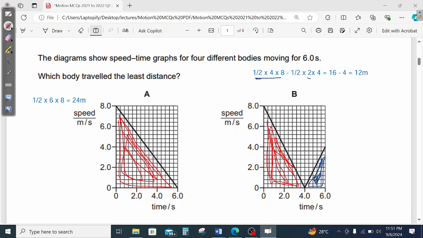So this is 2, and the line is ending at that point. Move horizontally and you will get 4 here, multiply by 4, then solve it. You will get 12 meter distance. Check the other options also, because without solving all the graphs, you cannot identify which option will be your correct option.